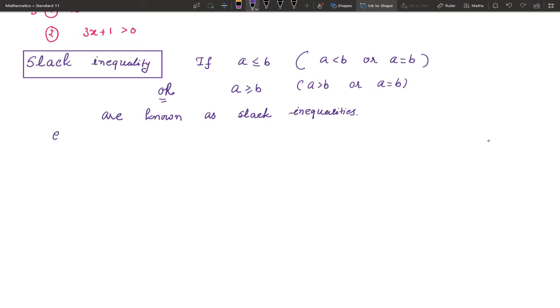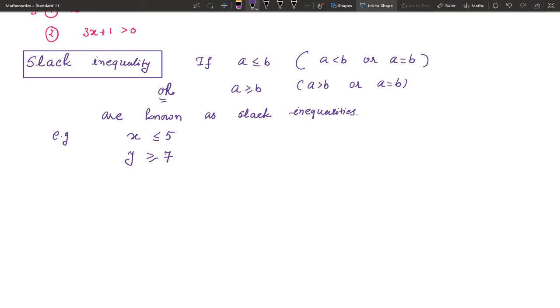For example, x less than or equal to 5. So the value of x is either 5 or less than 5. Such a type of inequality where less than or equal to appears is known as slack inequality. Another example, you consider y greater than or equal to 7. So this is also an example of slack inequality.